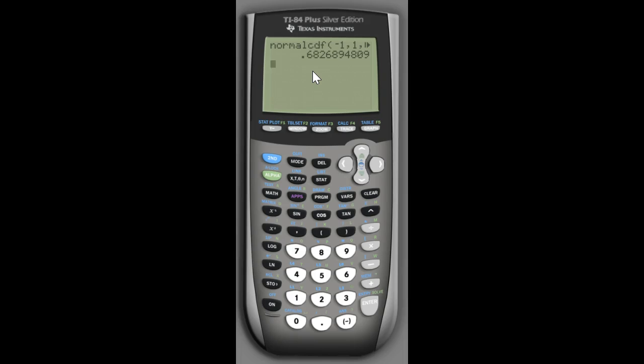So how do I find a range, the probability of getting a range of values under the standard normal? I use the normal CDF with a mean of 0 and a standard deviation of 1.